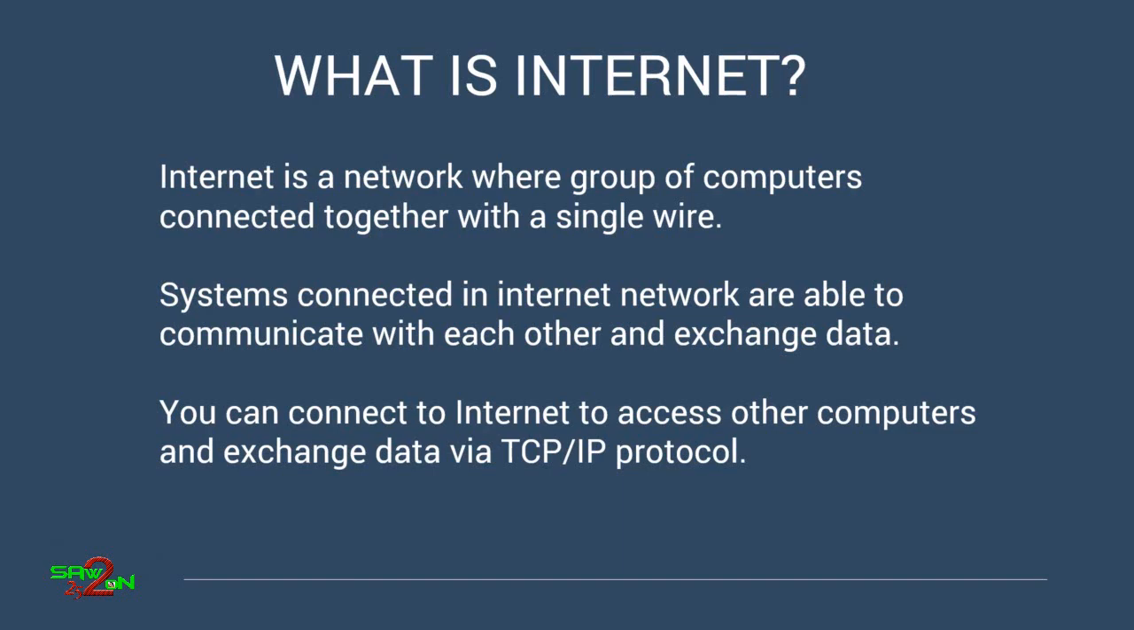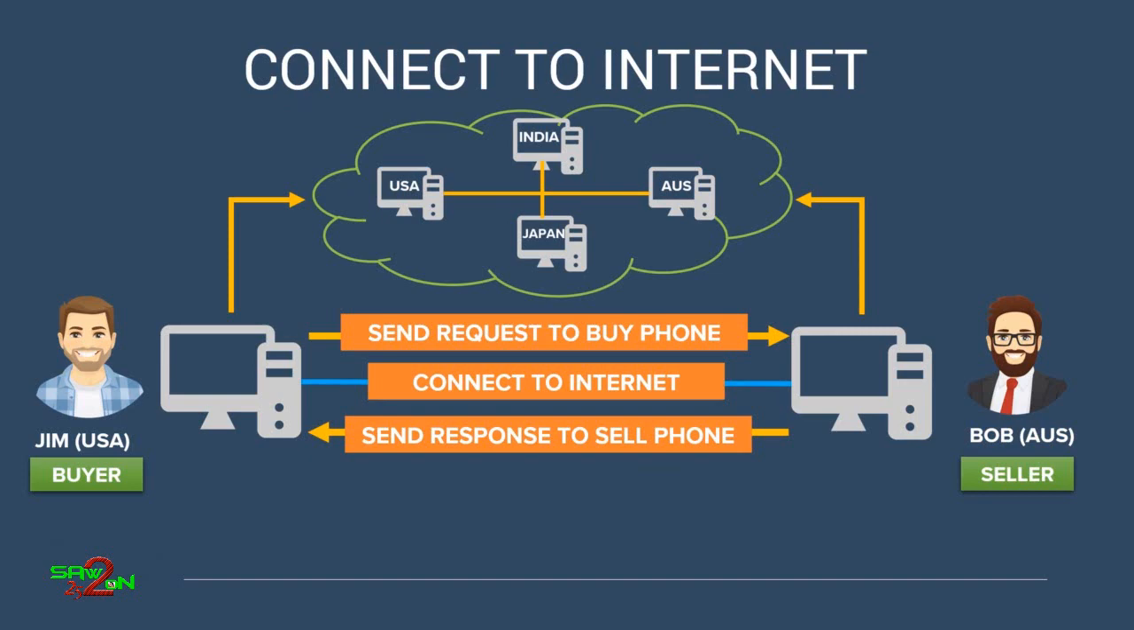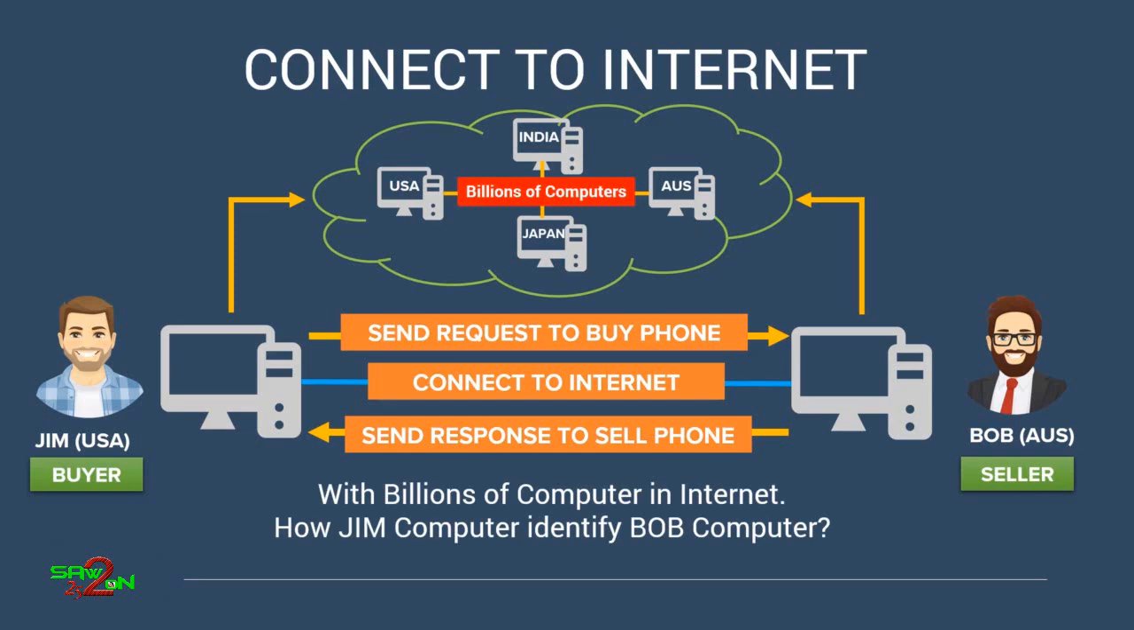So let's understand whether we have really solved Jim and Bob's problem. Well, we have seen Jim can now connect to the internet, Bob can connect to the internet, everything is fine. They can find themselves and they can connect themselves. But there's one problem. There are billions of computers in the internet. With billions of computers in the internet, how can Jim's computer uniquely identify that, oh, this is Bob's computer, let me send a request to buy phone?